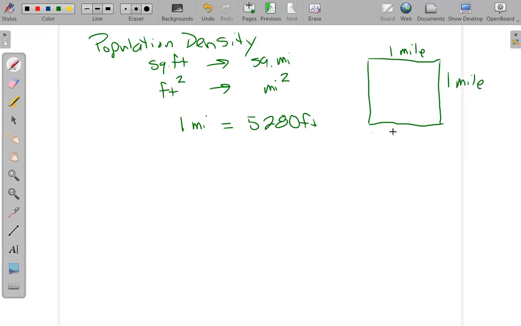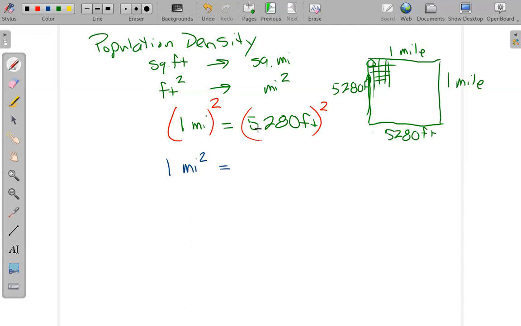Well, in this direction, there would be 5,280 feet. And in this direction, there would also be 5,280 feet. And so then we're slicing this up into a bunch of little squares. Each square is a square foot by a square foot. And we have 5,280 by 5,280 of them. So the trick to change square miles into square feet is just square this situation. So then that's going to give us that 1 square mile is equal to 5,280 feet squared.